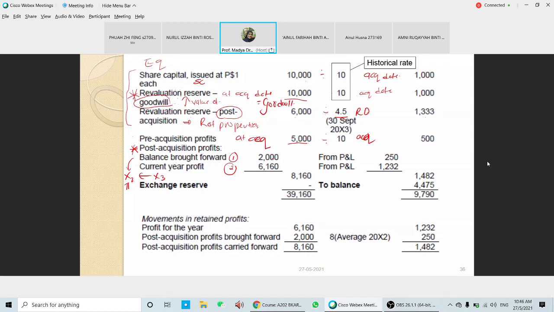Where does the 2 million come from? It's 7, which is the RE brought forward, minus 5. So you're going to have 2 million. The rate that we are using here, since this is a profit for the year X2, is the average rate X2.